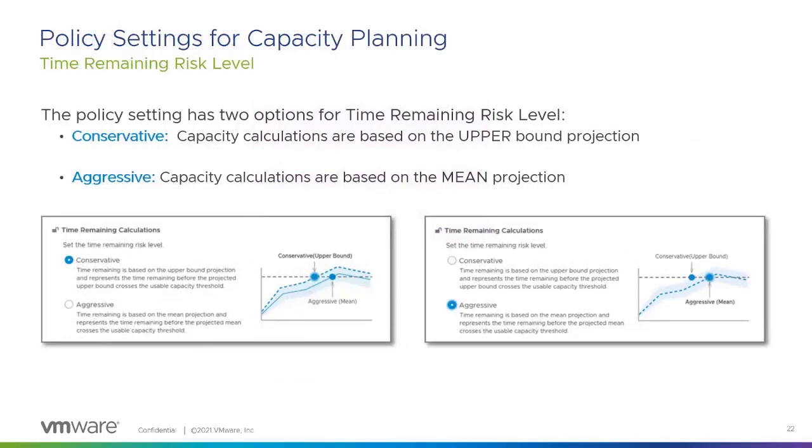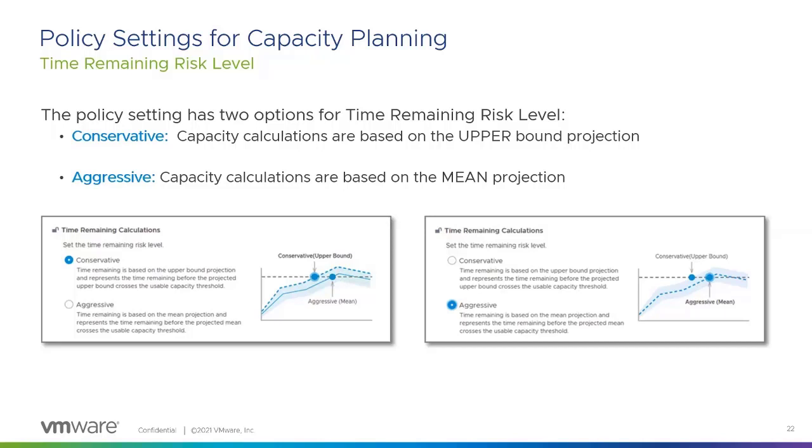So with that, I'll dive into some of the capabilities to tweak the projections from the system to help get more meaningful and useful projections. You have basically two different options for your time remaining risk level. You can either set it to conservative or aggressive. Conservative, like the name implies, is conservative. It looks at the upper bound of the projection. Whenever you create this projection range, it looks at the upper bound of that to say, this is my conservative projection.